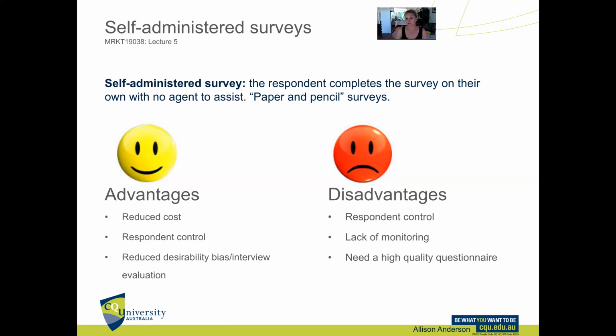The disadvantages are also that there's respondent control. They go, you know what, I'm sick of this survey. I'm just going to chuck it down here. I pick it up, walk away, not knowing that it's only half complete, and that actually impacts our numbers that we collect. There's a lack of monitoring, so people could lie. They do all sorts of things and write messages and all sorts of stuff on your surveys, which don't fit into your data collection models. And the other thing is that you really have to think about your questions because they have to be self-explanatory. That needs to be a high-quality questionnaire.